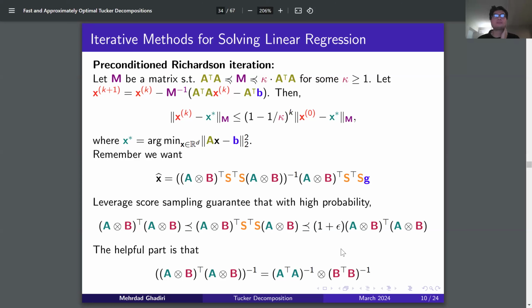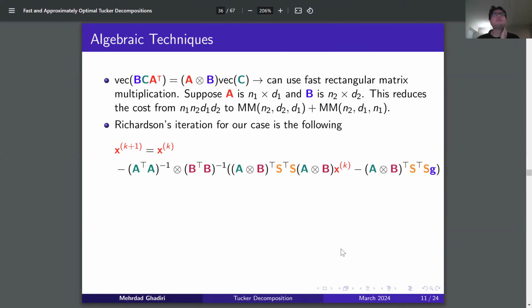Okay. I should have put this first. Now what is my Richardson's iteration? My Richardson's iteration looks like this. This is the matrix M inverse, which is my preconditioner, and this is the part that depends on the sampled matrix.